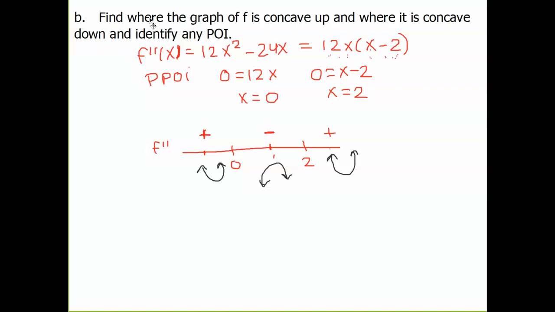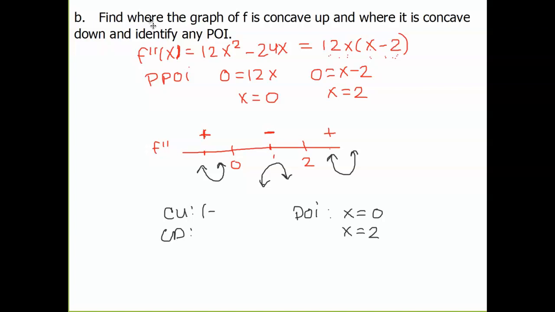So, concave down, concave up. If you have a change from concave down to concave up, or you change from positive to negative, then you have a point of inflection. So these are no longer possible points of inflection, they are actual points of inflection. So I have a point of inflection at 0 and a point of inflection at 2.